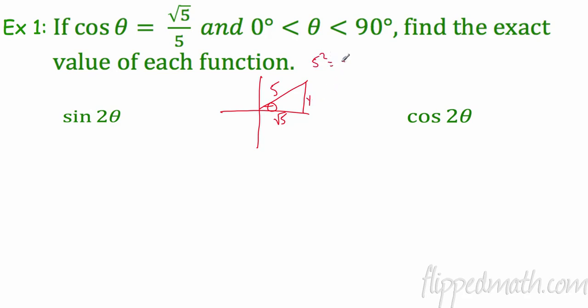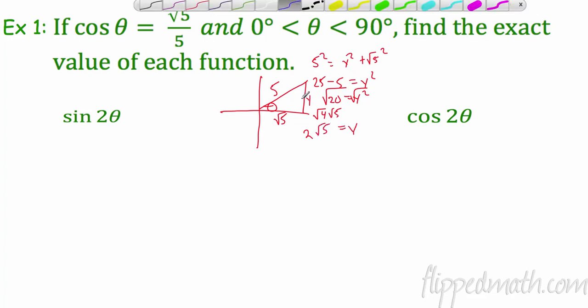5 squared equals y squared plus radical 5 squared. So that's 25, and I'm going to bring this over, minus 5 equals y squared. 20 equals y squared. So the square root of 20 is the square root of 4 times 5, which is 2 radical 5. Alright? So we now know that this sine component here is going to be 2 radical 5, our y value.